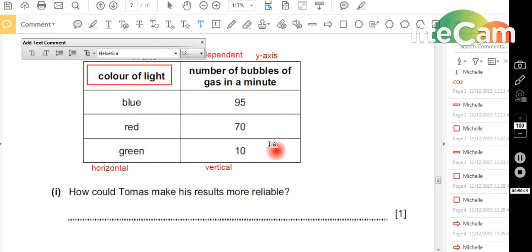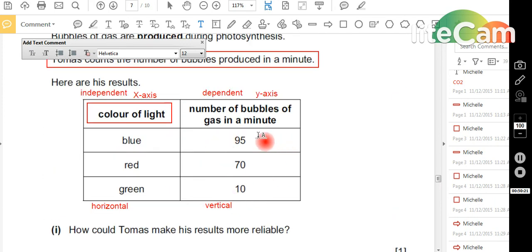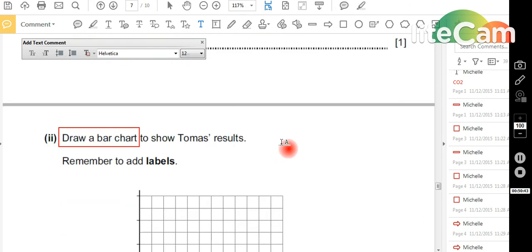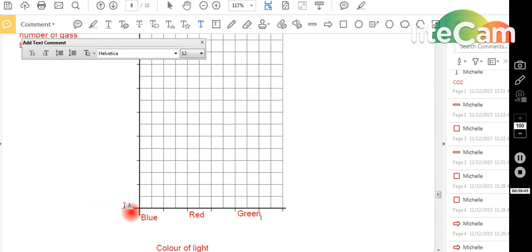Then if you have a look at the number of bubbles of gas in a minute, we're dealing with 95, 70, and 10. So there's fives in it. So if we're working out the scale that we're going to use now, it might be a good idea to count in fives on our scale. Do you guys agree? Yeah. Counting in tens means that you need to work on half a line, whereas we can use each and every line and do that as a count of 5.